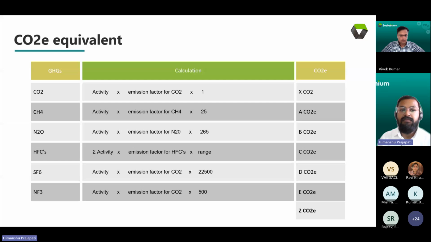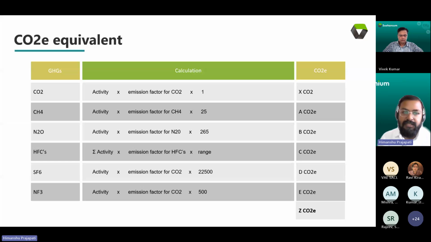And once you multiply these factors by the global warming potential, for example, in case of CO2, it will be directly 1. The amount of CH4 will be multiplied with the emission factor of CH4 multiplied by the global warming potential. In case of N2O, it will be the emission factor of N2O multiplied by the activity, or the amount of fuel usage over here, multiplied by the global warming potential. And once you get the values X, A, and B, the total is the carbon dioxide equivalent, and that is what you report.